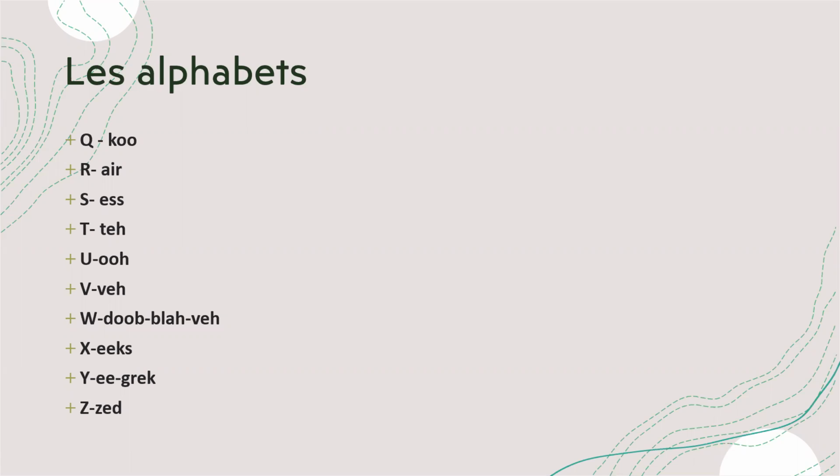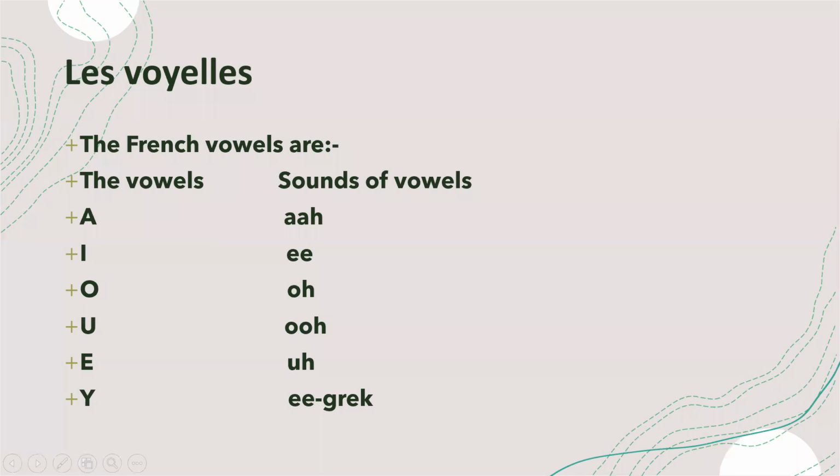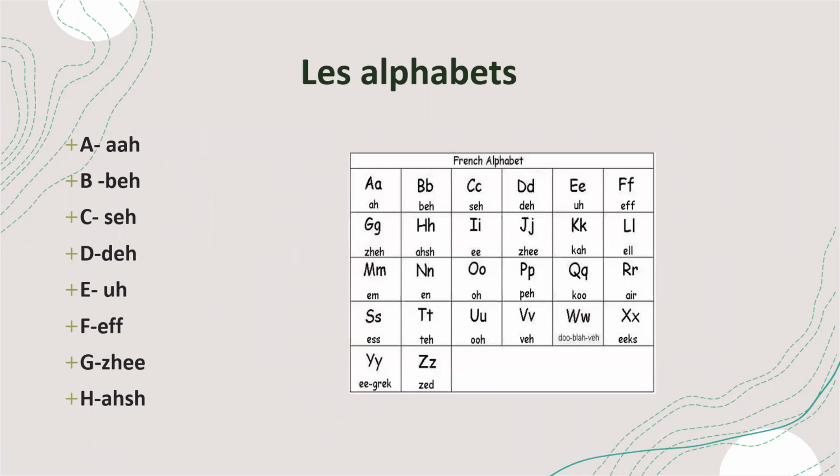So I'll repeat from A to Z. Please listen nicely. I'll ask you the pronunciation afterwards. A, B, C, D, E, F, G, H, I, J, K, L, M, N, O, P, Q, R, S, T, U, V, W, X, Y, Z.